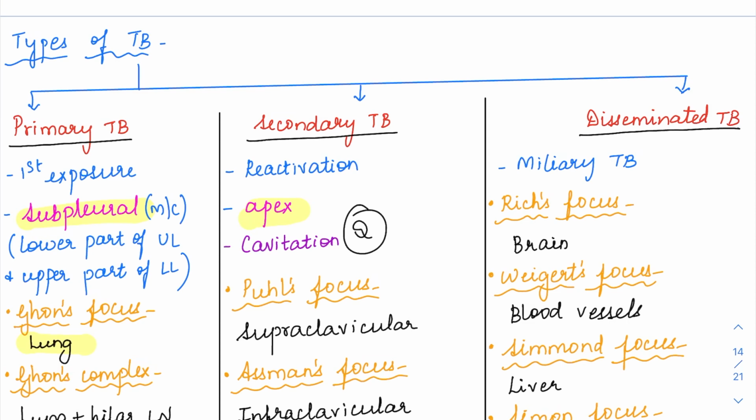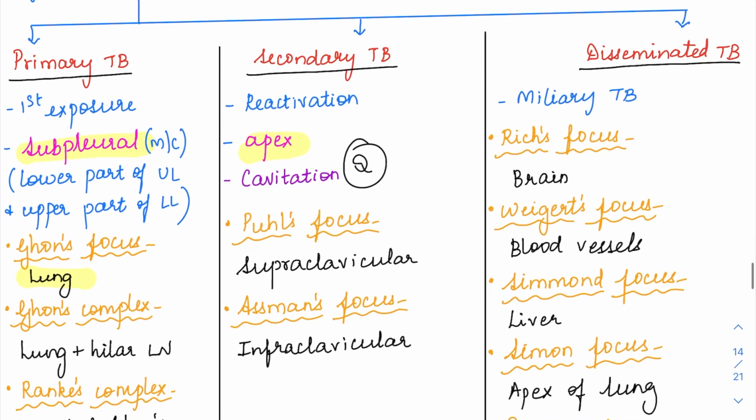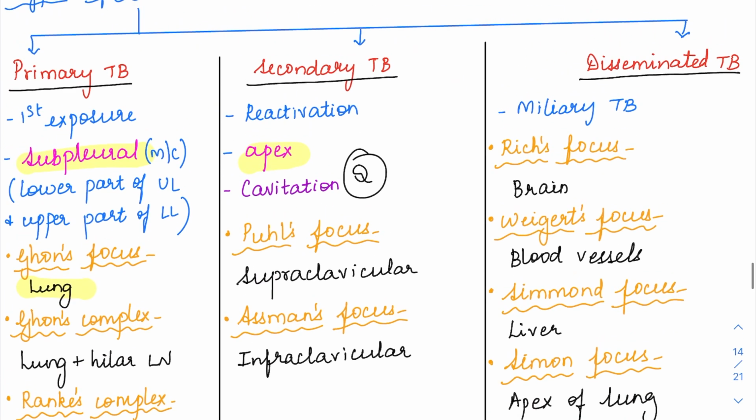And the complication of this cavity will be, even if a cavity is formed and the tuberculosis is healed, later on other fungal organisms can develop in this cavity, forming an aspergilloma. So a fungal ball can be formed. So that is one of the complications of this cavity seen in secondary tuberculosis. Under secondary tuberculosis, we have two types of named foci: supraclavicular location, you will call it Puhl's focus, while infraclavicular location you call it Assmann's focus.